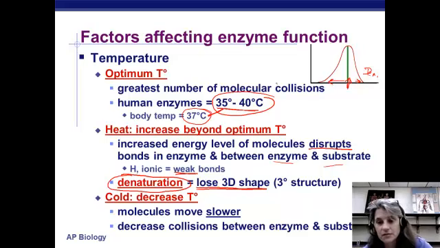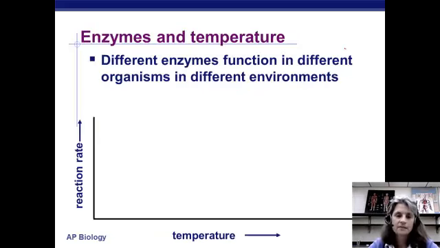So what we see here is the reason why this graph looks the way it does. You chill it down, the molecules don't bump into each other as much, and so our reaction rate is decreasing. You heat it up and the enzymes begin to denature, and that's why we see the rapid drop off with a temperature increase. This 37 degrees is the optimal temperature for many human enzymes. Okay?